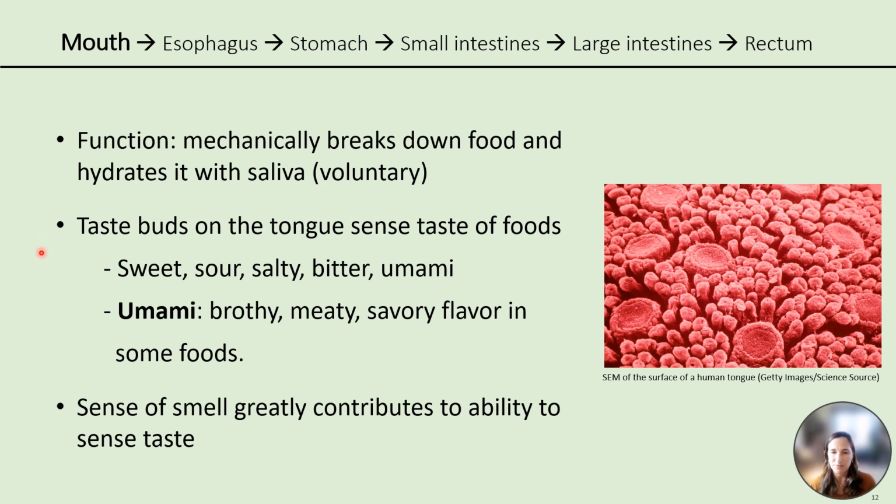We have lots of taste buds on our tongue, and these taste buds sense the food that we're eating. So you're probably familiar with sweet, sour, salty, bitter. You might not be familiar with the term umami. So umami is this really flavorful taste. It's described as brothy, meaty, savory in some foods. So if you have a slow roast that's been roasting all day, or you sear some mushrooms, that kind of a taste.